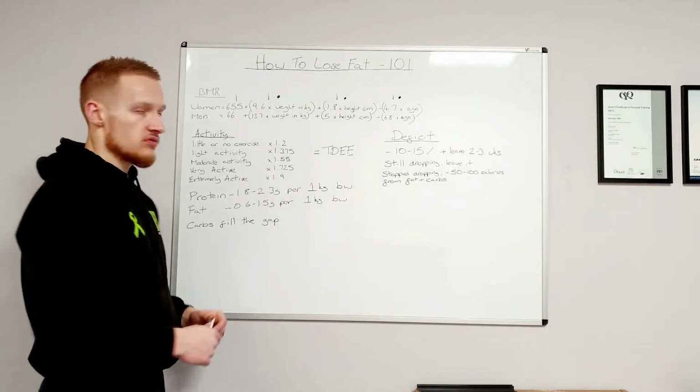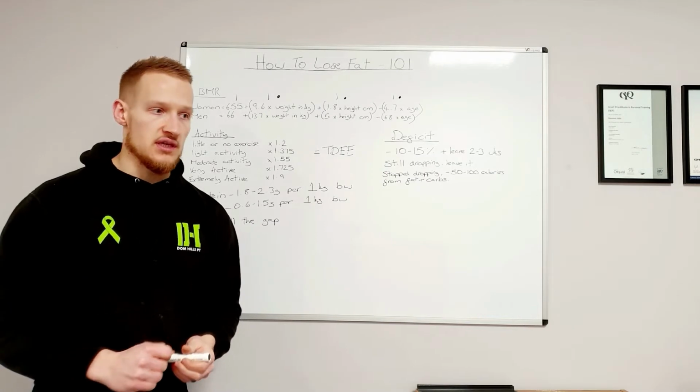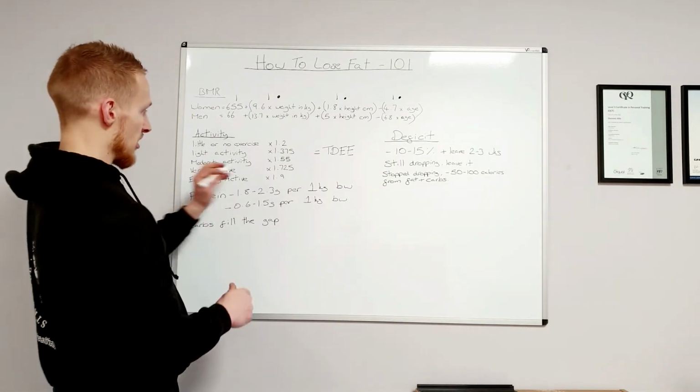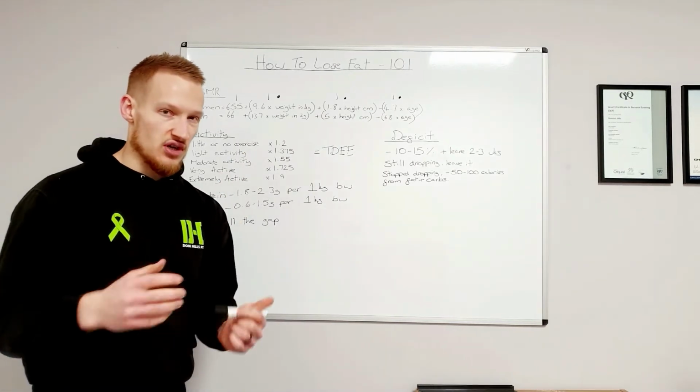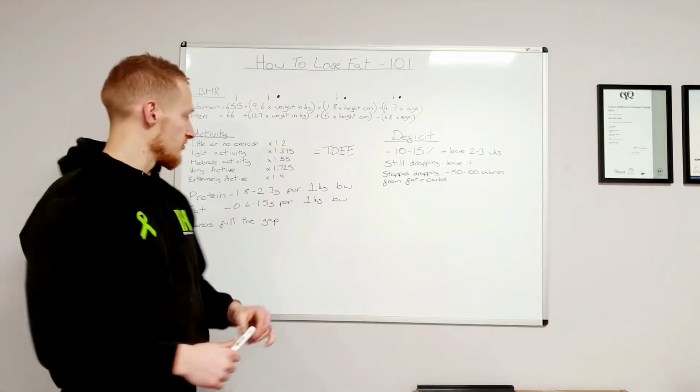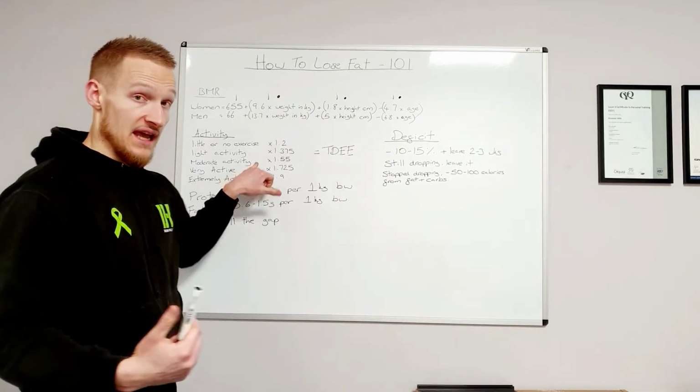So if you come into the gym maybe 2 or 3 times a week, but you sit at a desk job, you're more likely going to be lightly active, okay, so sort of 1 to 3 times a week. If it's 3 to 5 times a week and you don't really do much else, then you're probably going to be more in the moderately active, okay.